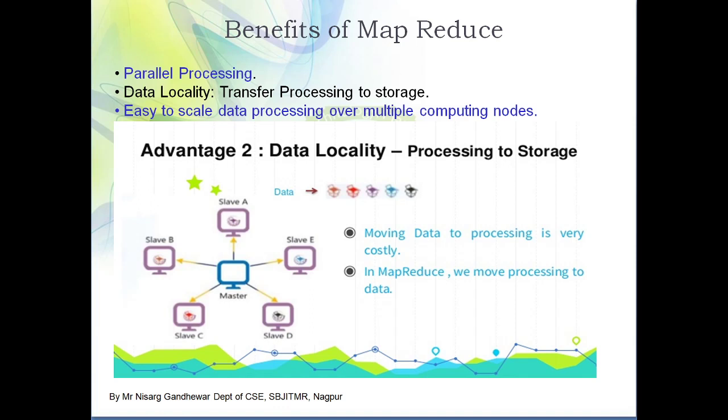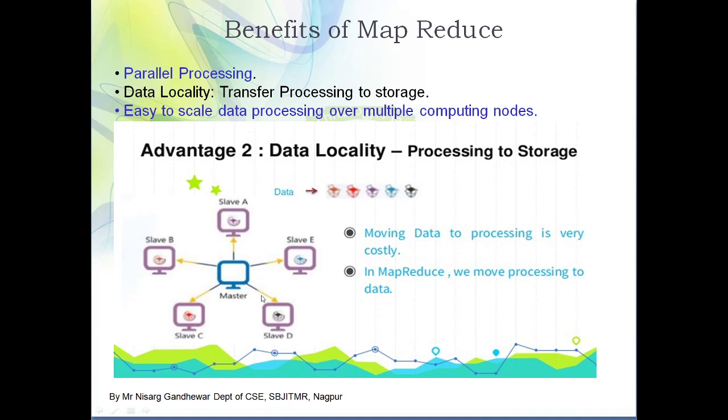Now the second benefit is data locality. Data locality means what? We are transferring the processing to the storage. Now let us understand the concept of data locality. As we have seen in the case of HDFS, our data is not stored at one location, but at multiple locations. Here you can see your data. So our data is not stored at one place, but at multiple locations. Say my data is stored at A, B, C, D, and E.